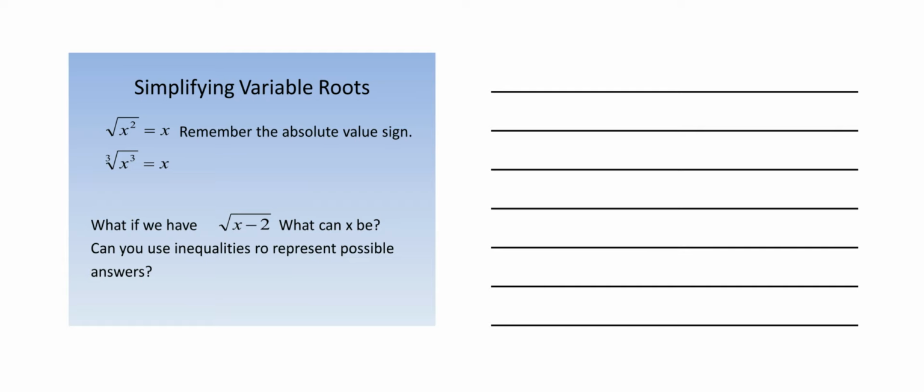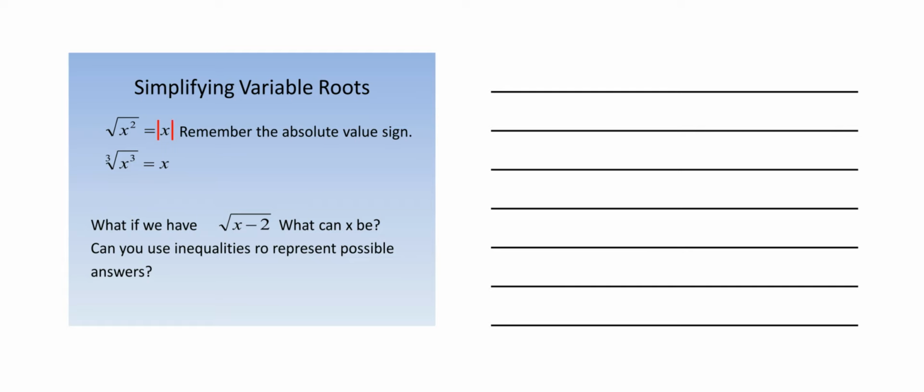Simplifying variable roots. Square root of x squared. In this case, the square root and the square are equal and opposites. They cancel each other out, giving you x. But do remember the absolute value sign. So we need an absolute value sign.